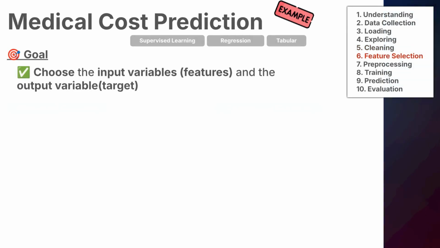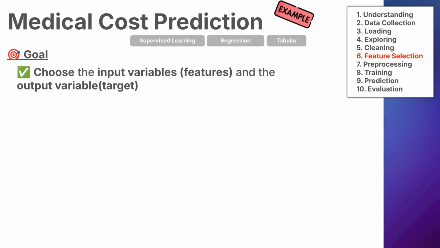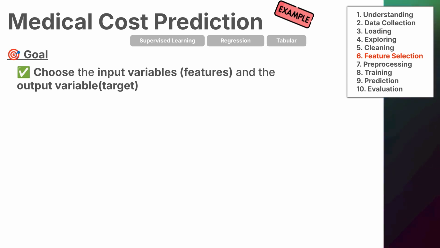6. Feature selection. In this step, you'll separate the dataset into 2 parts. Features, the input values the model will use to learn patterns. And target, the value you want the model to predict. This step matters because your model learns from features to predict the target. So choosing the right features is critical for accuracy.